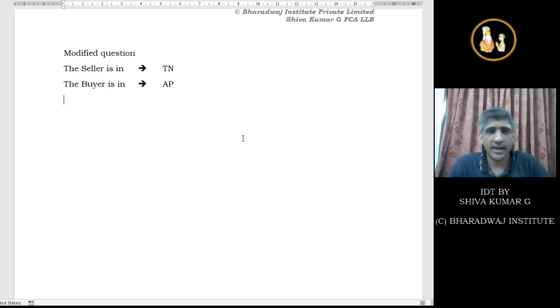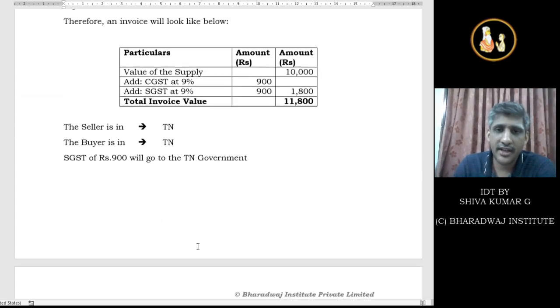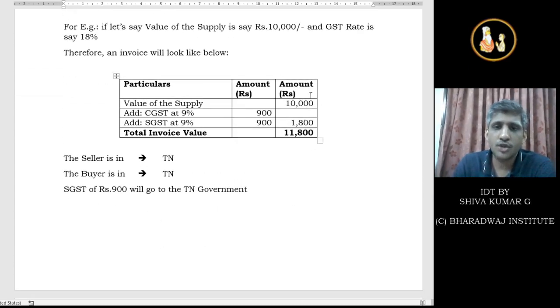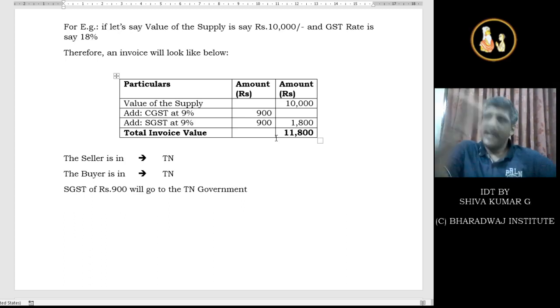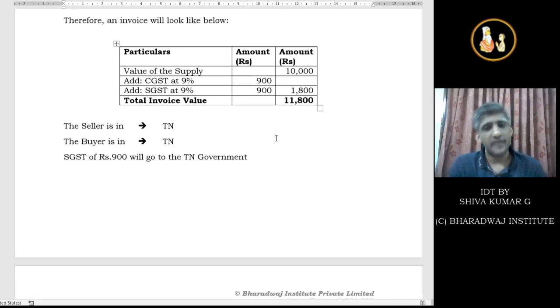Second, money is taken from the pocket of the Andhra citizen. Correct? See, if you go and see, now 10,000 is the value of the goods before GST. With the GST, what is the value of the goods? 11,800. Now this 11,800 is taken from whose pocket? Who's paying? The money is paid by the buyer. Correct? 11,800 is taken from the pocket of the buyer.